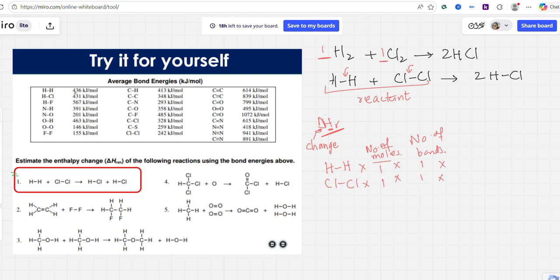Then from the table that will be provided to you in the paper, it is written that HH has a bond enthalpy of 436, so you will write 436. Then ClCl is 242, so you will write 242. You will multiply this, so it is 436, and when you multiply this, it is 242. Then you will add these two numbers together.